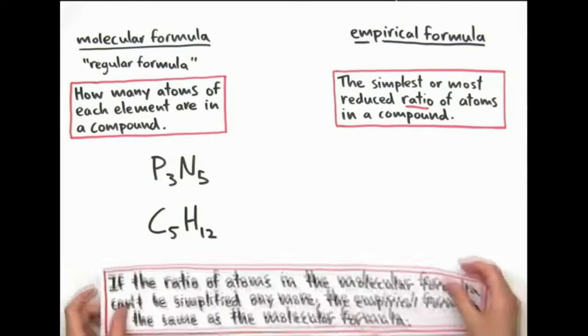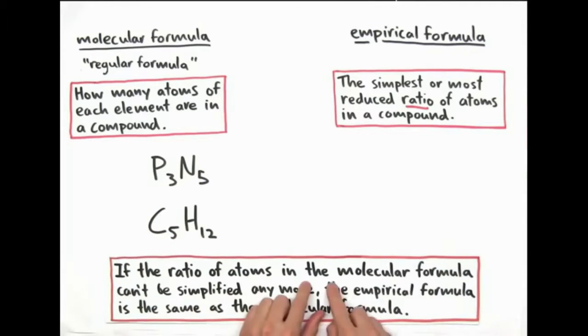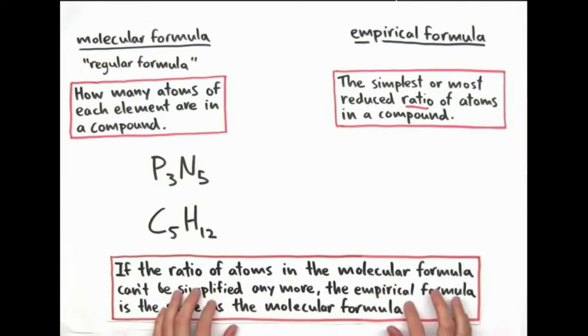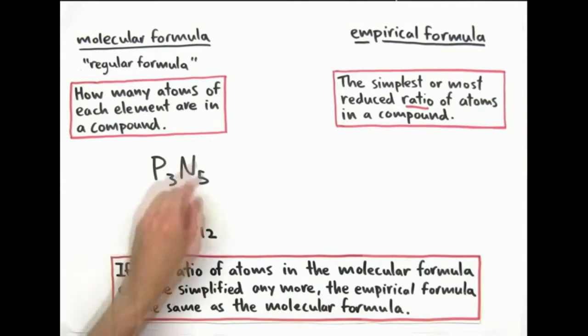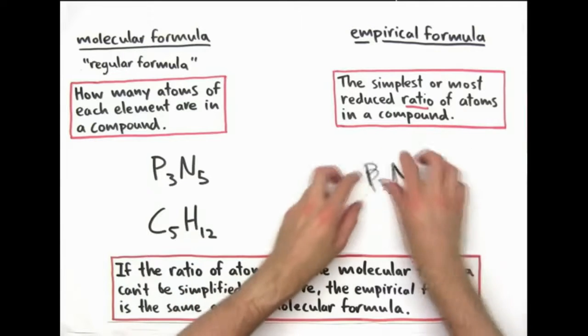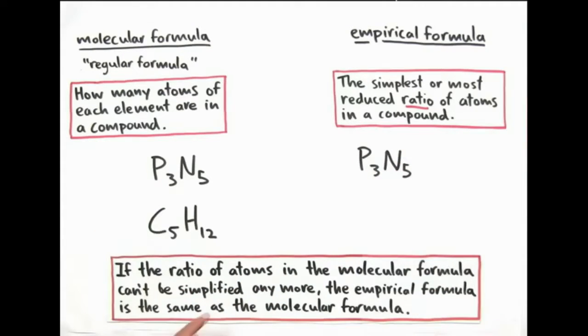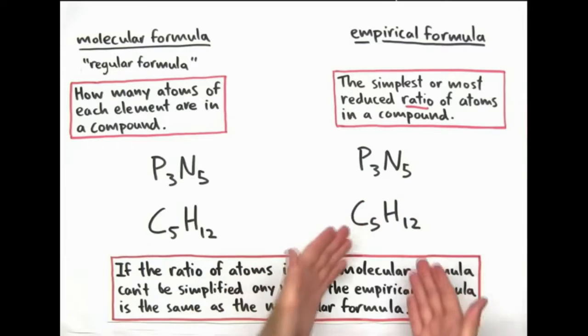When this happens, we keep this in mind, that if the ratio of atoms in the molecular formula can't be simplified anymore, the empirical formula is the same as the molecular formula. So for P3N5, its empirical formula is P3N5. And for C5H12, its empirical formula is just C5H12.